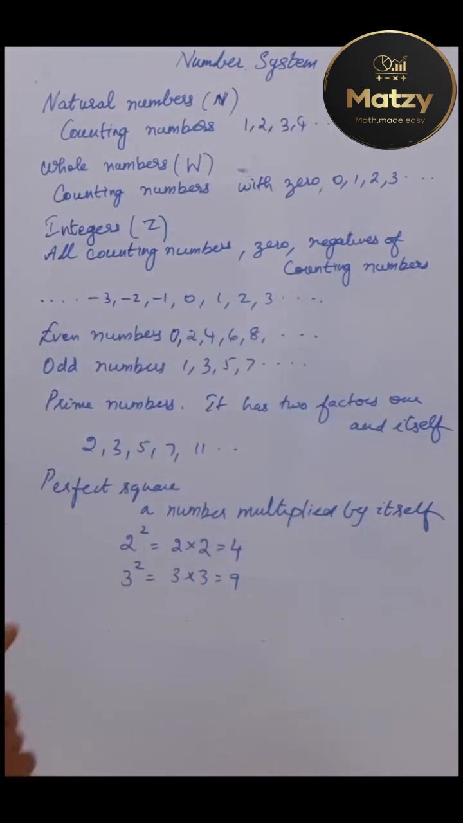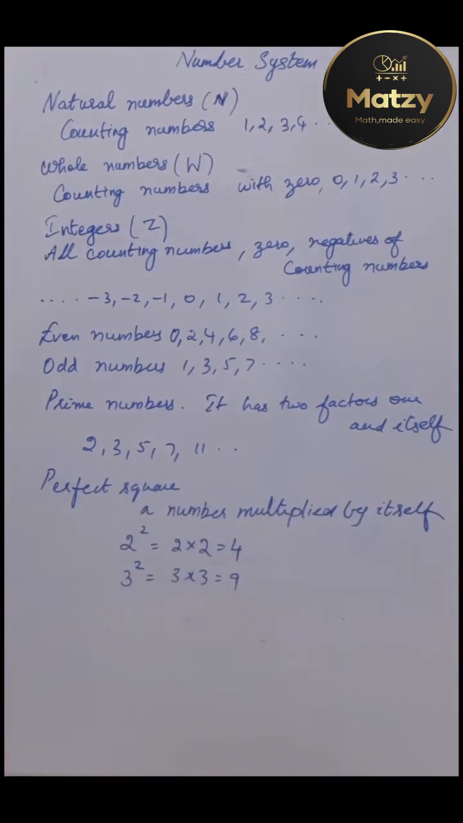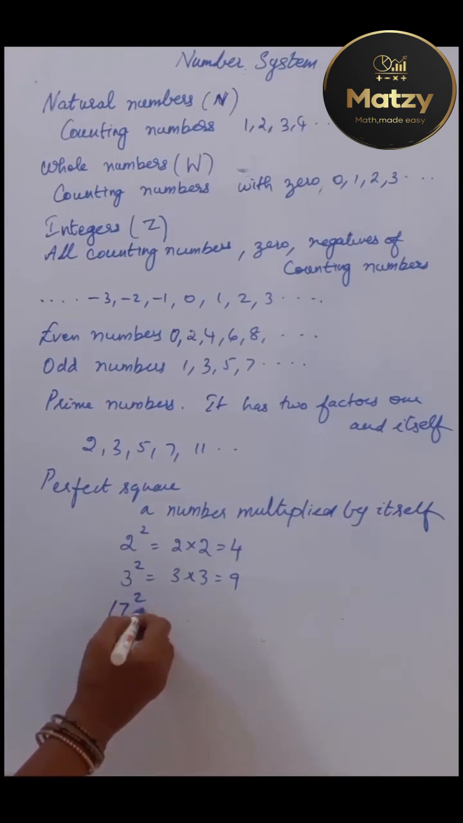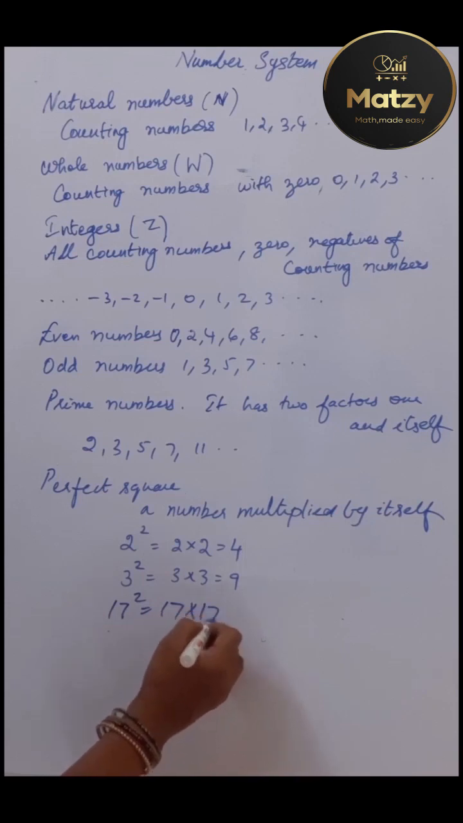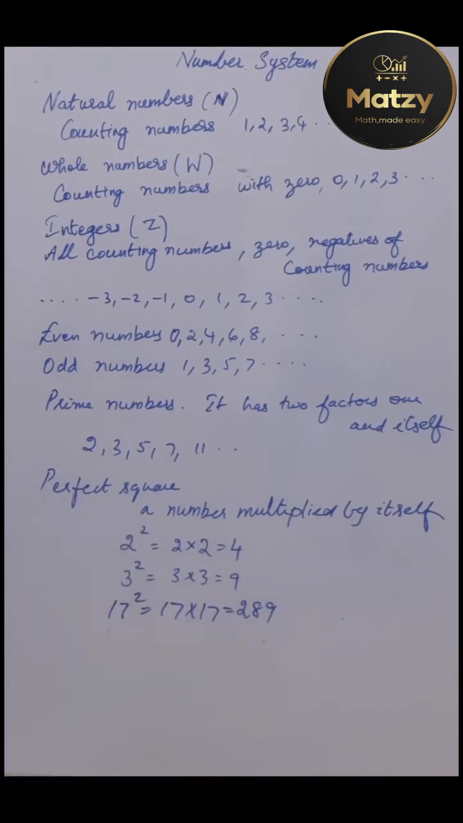Next, perfect square. A number multiplied by itself is said to be a perfect square. 2 square, that is 2 multiplied by itself, 2 into 2, 4. Then 3 square, that is 3 into 3, 9. 9 is a perfect square. Suppose 17 square, 17 into 17, that is 289. So 289 is a perfect square.